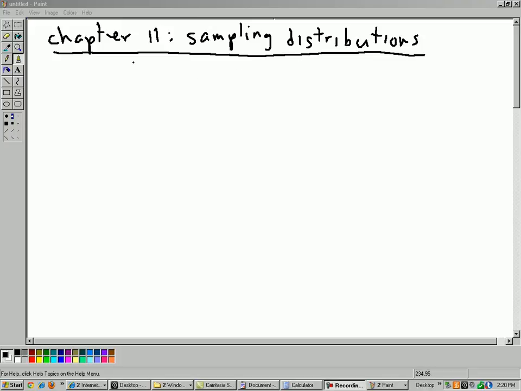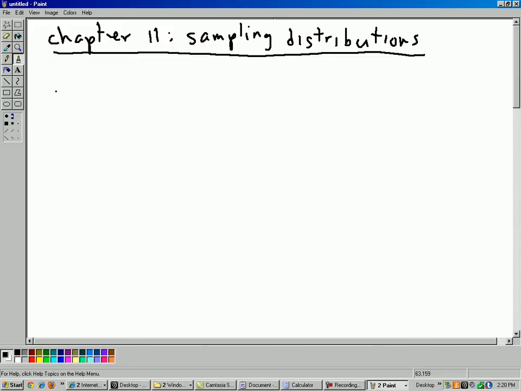Hello, this lesson is for Chapter 11, Sampling Distributions. First of all, what do we mean by a sampling distribution? So here's the definition I'm going to give you. It's a distribution. Remember, a distribution is like a histogram or box plot or something. It's a distribution of all the values of a particular variable.